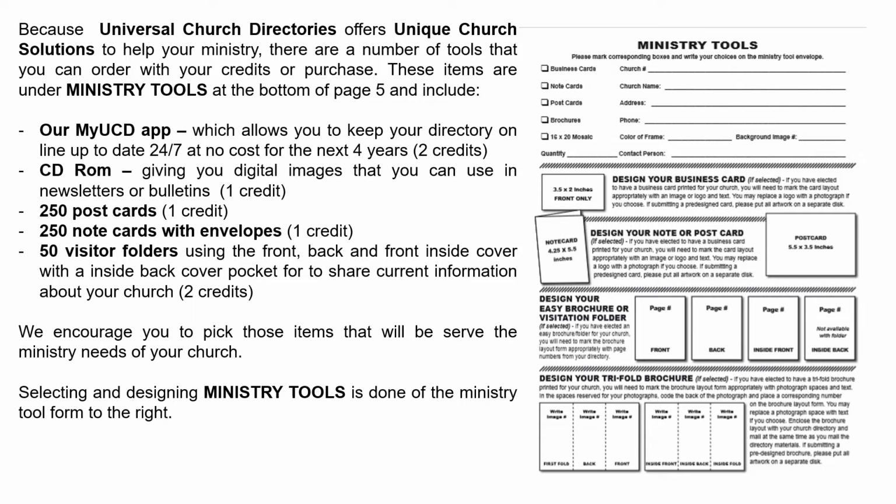250 note cards with envelopes. 1 credit. 50 visitor folders using the front, back, and inside front cover with an inside back cover pocket for you to share current information about your church. 50 visitor folders are 2 credits. We encourage you to pick these items that will be of best interest and serve the ministry needs of your church. Selecting and designing ministry tools is done on the ministry forum to the right.